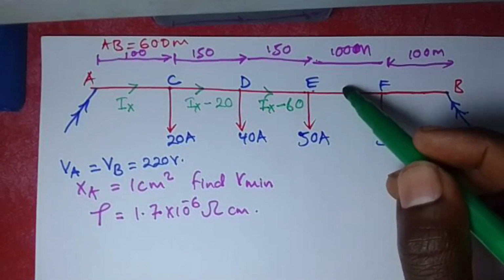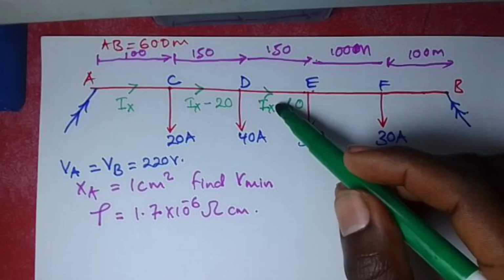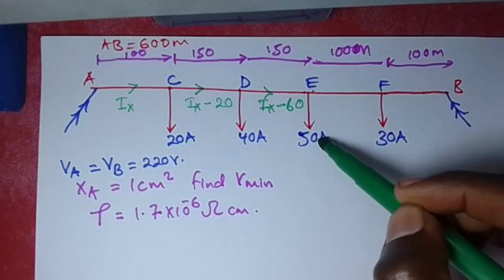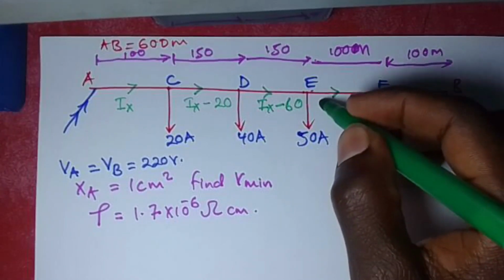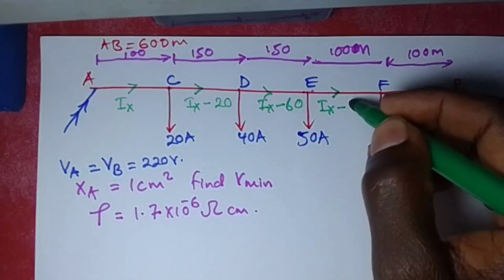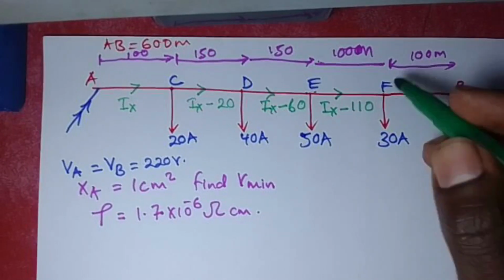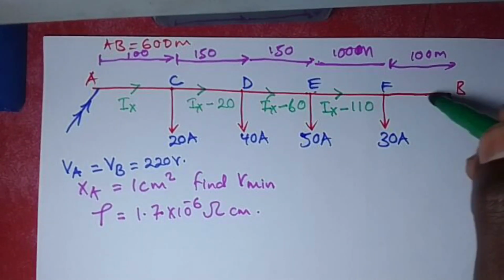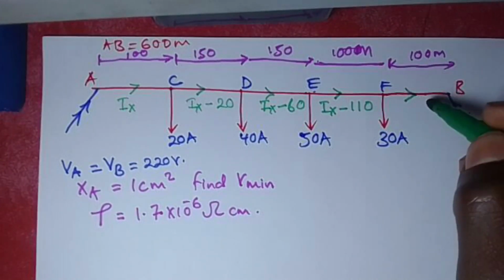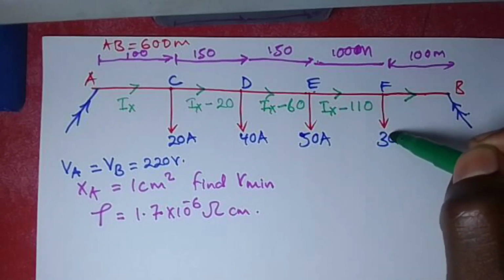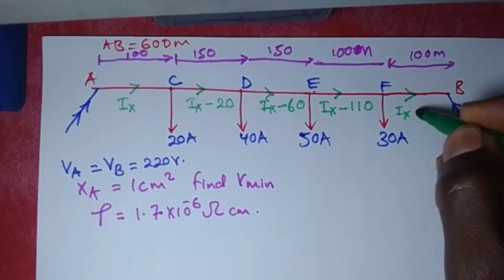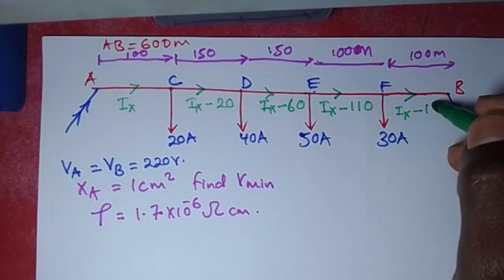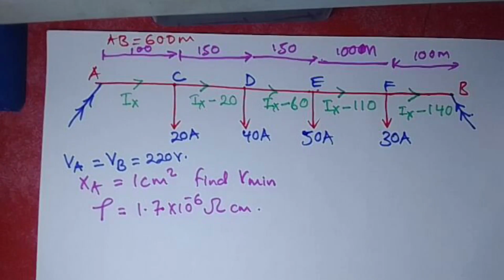Similarly here, we shall do the same. This will be this value here minus 50. So that will give us minus 60 minus 50, that is Ix minus 110. Then similarly, the current flowing here, we assume it is going in that direction. It will be this minus this. So this minus this will give us Ix minus 140. And those are our respective currents across each section.